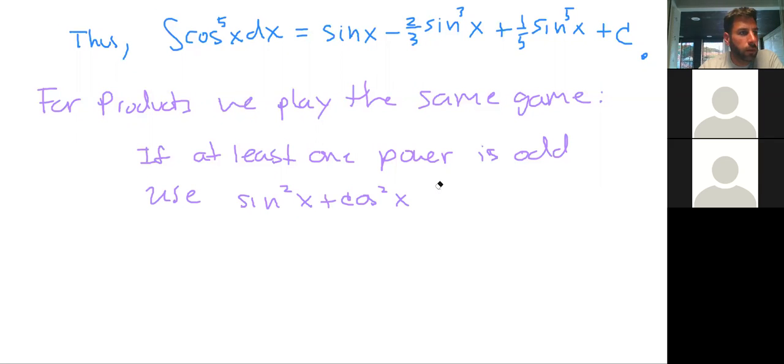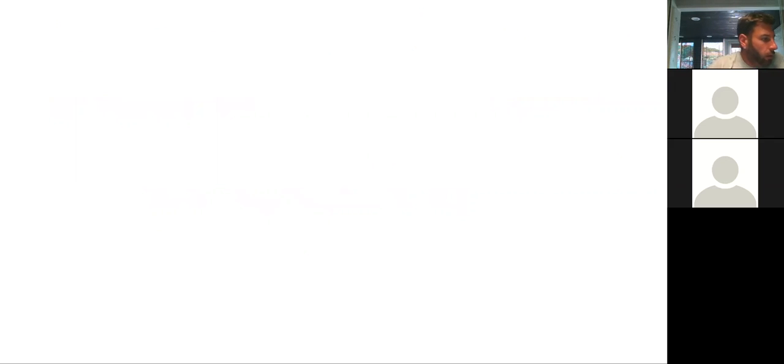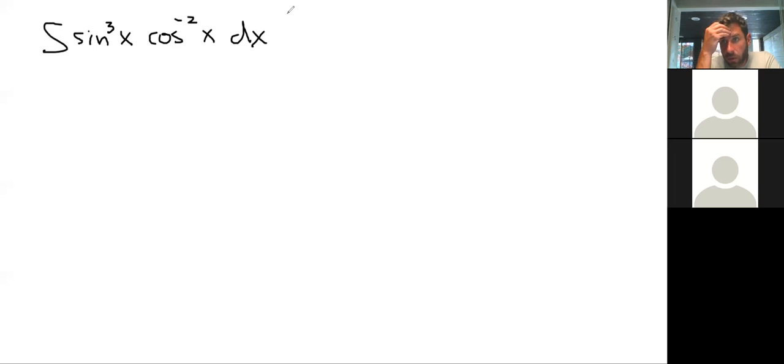All you have to do is, if both are even, you're going to use the half angle formulas. But as long as one is odd, you're going to use this Pythagorean identity. So let's look at an example to illustrate. A good example would be something like sine cubed x cosine to the negative 2x dx. So I have two exponents, a 3 and a negative 2, and I see one odd.